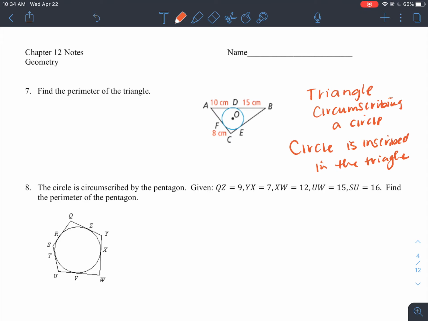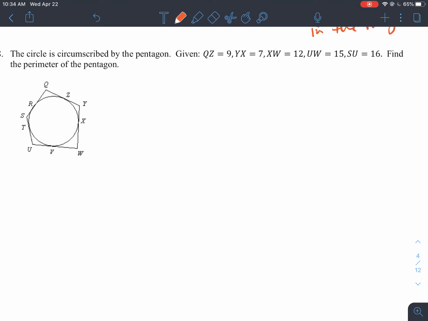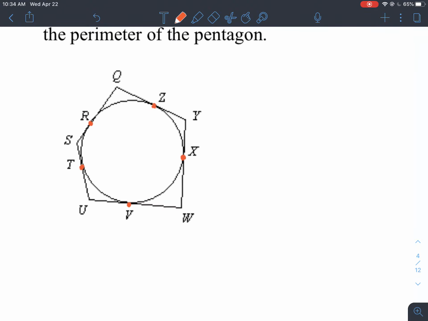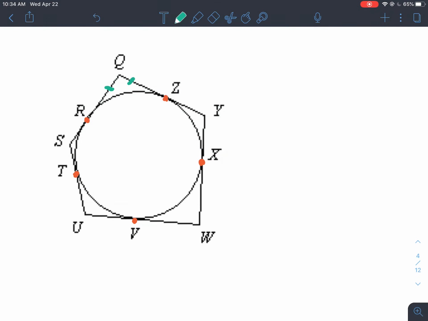Down below we have a pentagon doing the same thing. So we're actually going to do number 8. Number 8, essentially we have all of these tangent points. So Z, X, V, T, and R, those are all points of tangency. So we're creating all of these tangent segments that are coming off the edges. And theorem 12.3 tells me that these two are going to be equal. It also tells me that these two are going to be equal, and that these two are going to be equal, and these two are going to be equal.